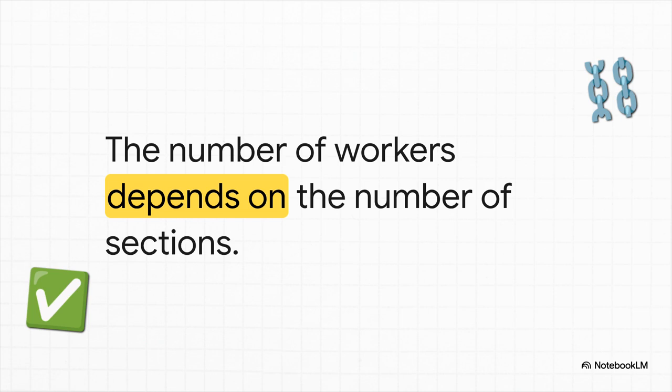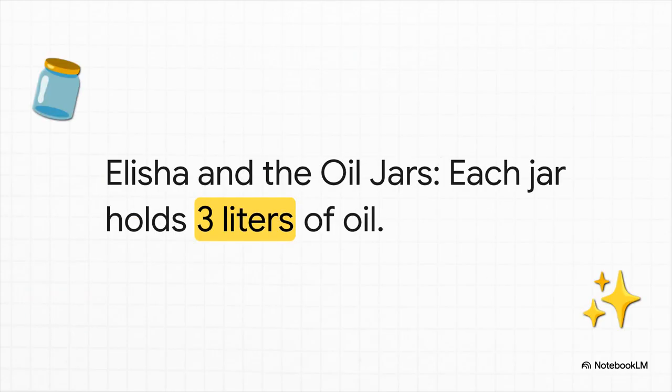The number of workers depends on the number of sections. It's not just about getting the equation right, it's about hammering home that core idea of dependency until it sticks. All right, next example. We get a totally new story, but you're going to see the exact same pattern emerge.